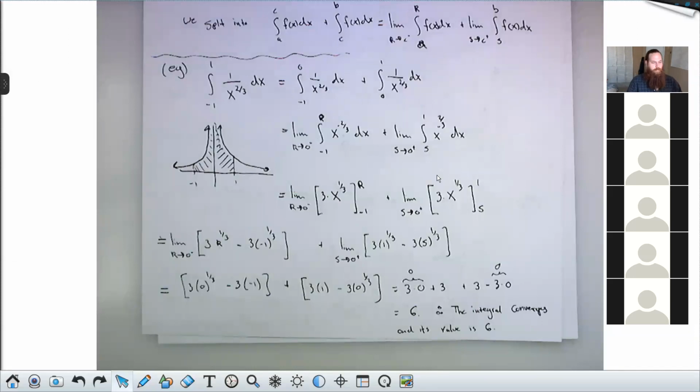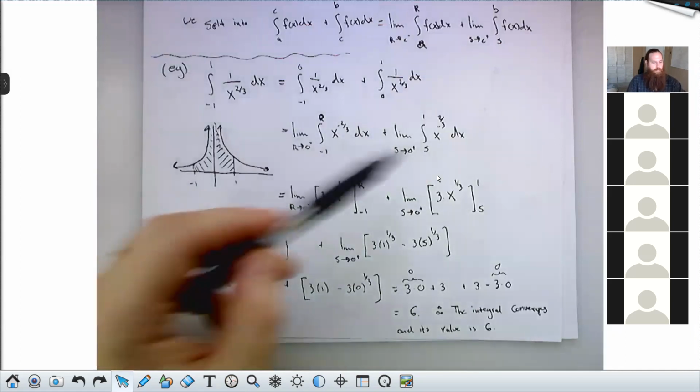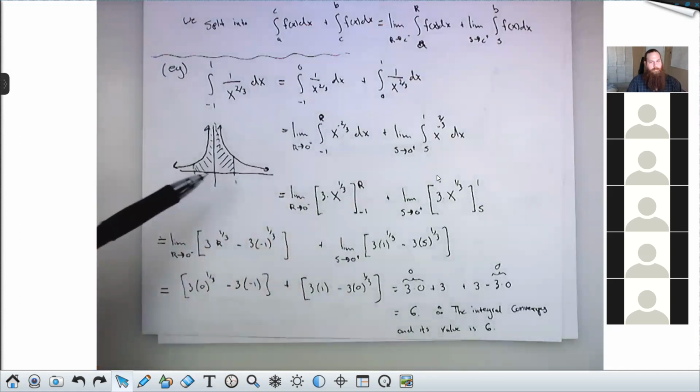So here the problem point for this integral was at 0, which was not either of those endpoints, but a number in between those endpoints. So we split it up at that problem point and then give each of those split up integrals their own limit.